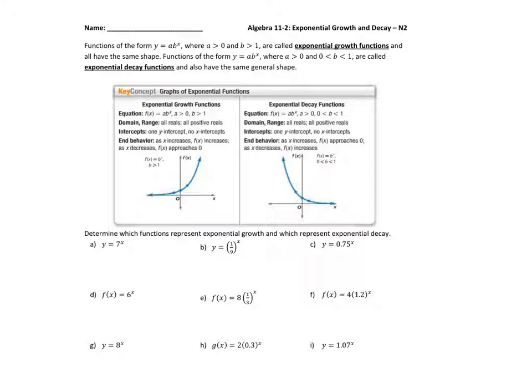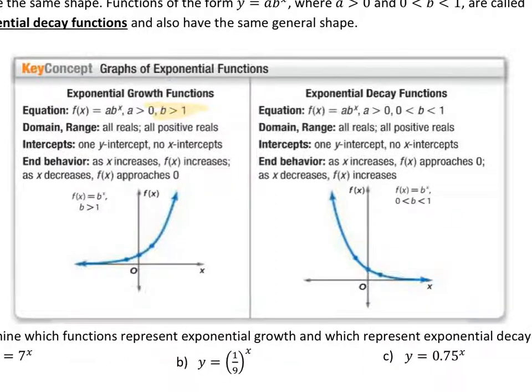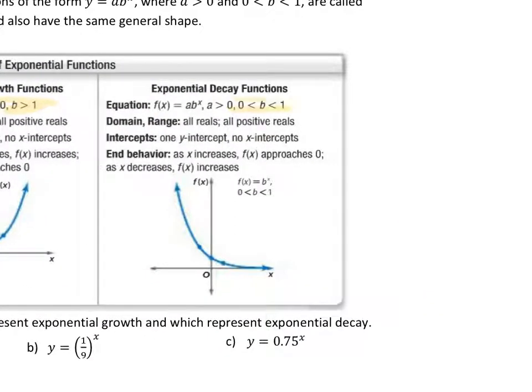So the most important pieces that you want to think about and remember are these portions here. B is greater than 1 and b is between 0 and 1. So again, think about where b is a fraction or decimal, greater than 0 but less than 1.